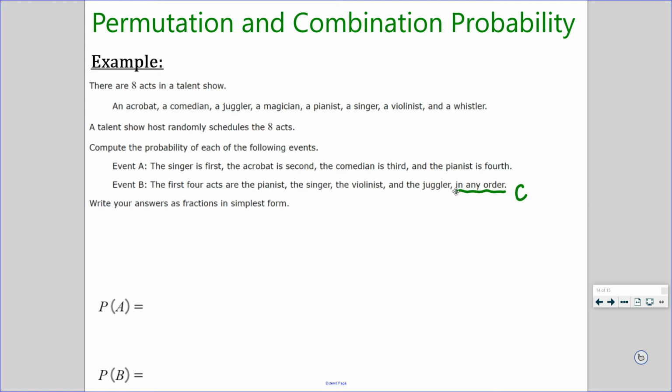Here, it's assigning my acts in a specific order. Singer's first, acrobat second. That would be different than doing the acrobat first, singer second. So that one would be permutation. Order matters. All right. So before I calculate the probability of each event, that's what this notation means, let's just practice counting the number of ways. So I'll start with event A.